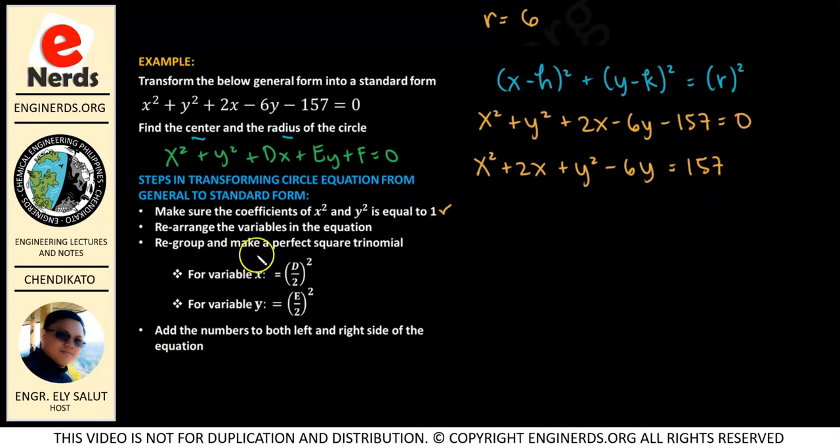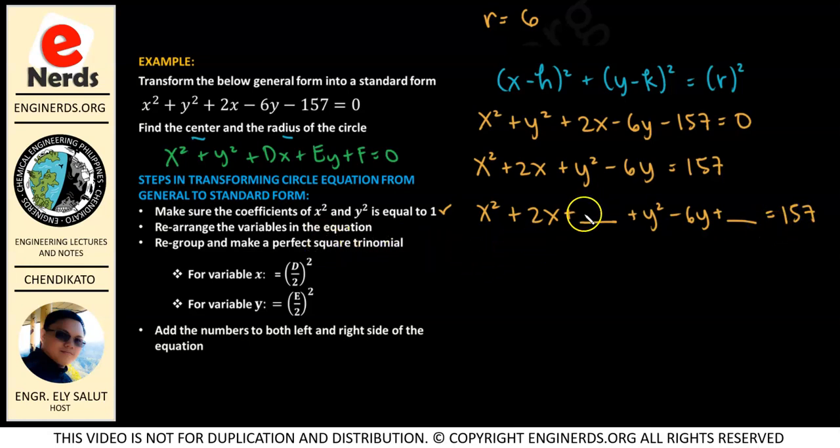Okay, so we're going to make a perfect square trinomial, no? So, we need to put a space in between. So, we have x squared plus 2x plus blank plus y squared minus 6y plus blank is equal to 157. Okay?